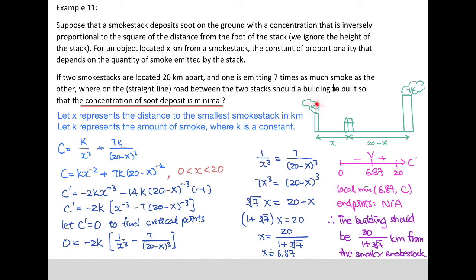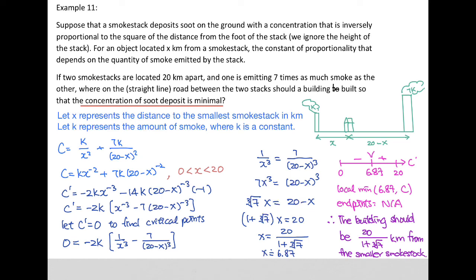Inversely proportional means over the distance squared, x squared, plus the amount of smoke that this house is getting from the bigger stack. So the concentration of the smoke is 7K. So we have a 7K on the numerator. Inversely proportional means over the distance, which is 20 minus x, whole thing squared. So now we have generated the equation.